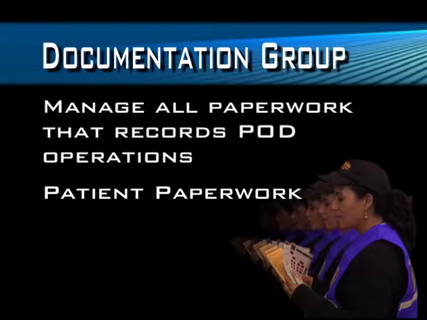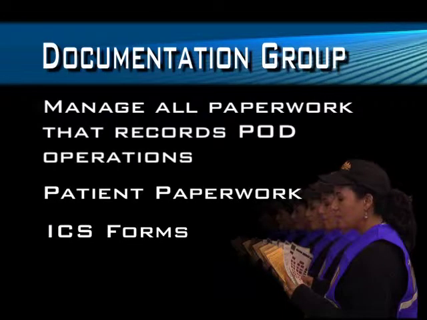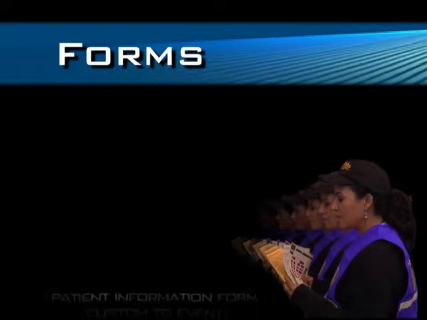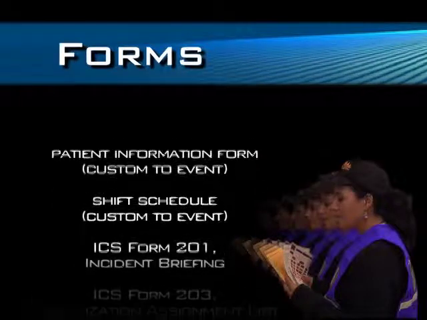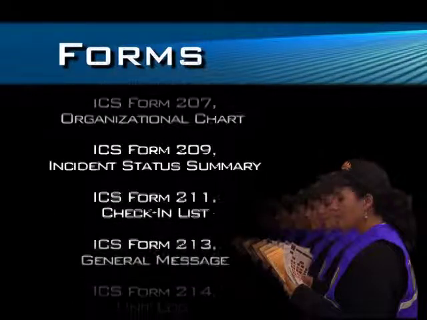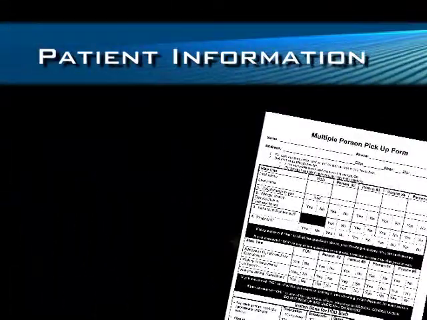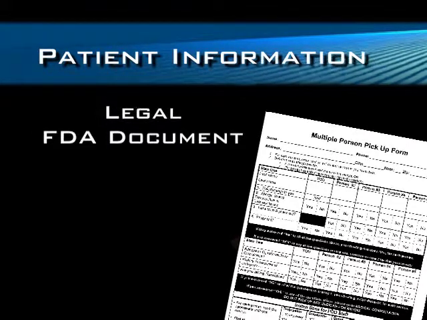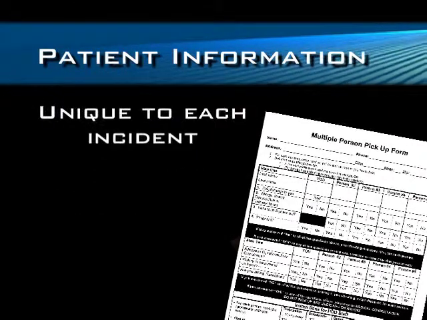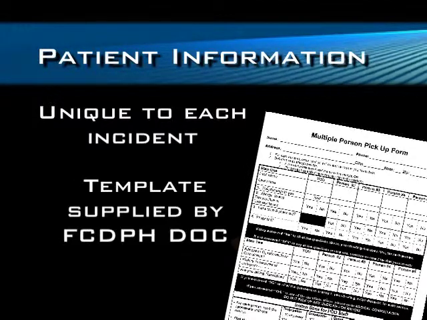This includes all patient paperwork and ICS forms. Receipts and injury or damage reports, on the other hand, should end up with finance. Forms that you'll get to know well include the patient information form, shift schedules, and the many ICS forms. Patient information forms are critical to the dispensing mission because they serve as both legal FDA documents and patient sorting forms. The patient information requirements will be unique to each incident. The template will come to you from the Fresno County Department of Public Health, DOC.